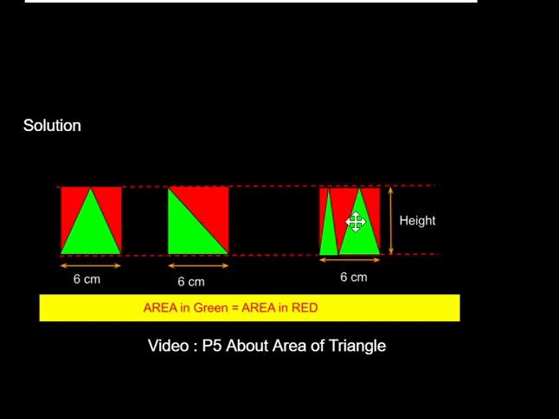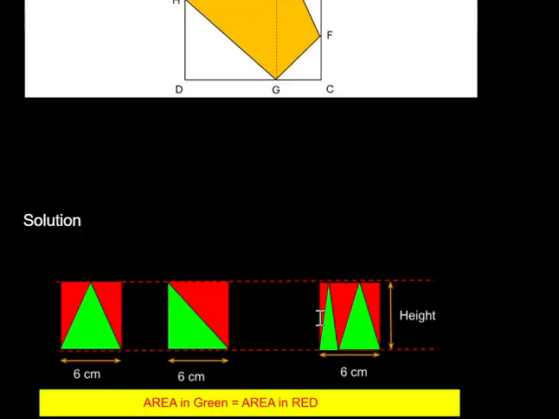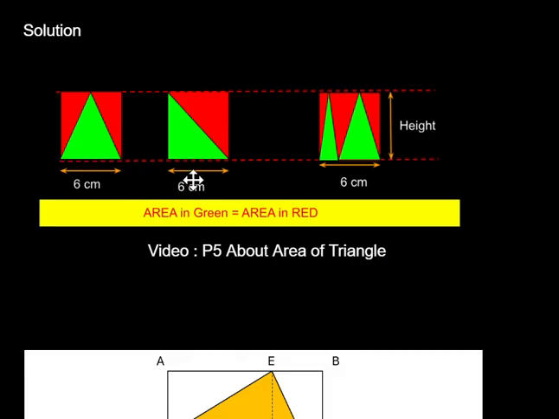You can even break it into two smaller triangles as long as the total length of the base is equal to the length of the square or the rectangle. This concept is still the same. And the important thing is the tip must touch the line of the square or rectangle. And that's precisely the reason why he tells you that H is the point touching on AD and F is the point touching on BC. Without this confirmation, you cannot apply this logic. So if you are not aware, there's a video called P5 about the area of triangle. You can search for it on my YouTube.